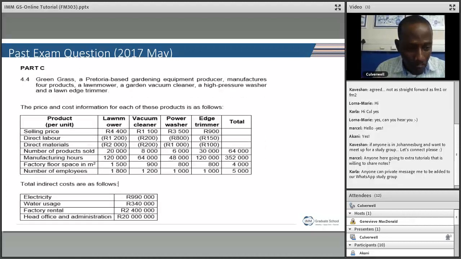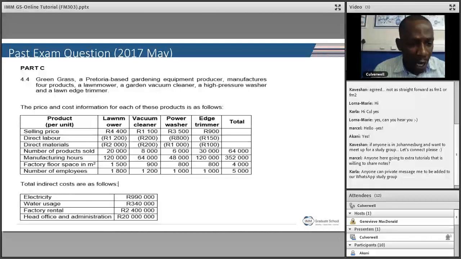Factory rental, if you look at the activities that we have, is going to be your factory floor space in square meters. The more space one occupies, surely the more one should pay towards rent. On average, I know there are a lot of other factors that can also affect that.